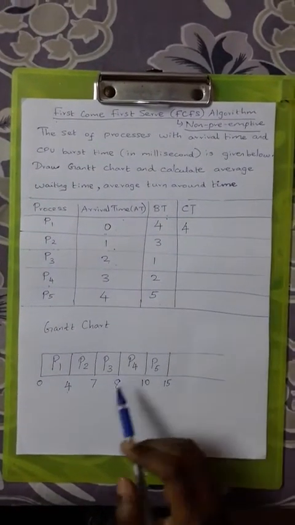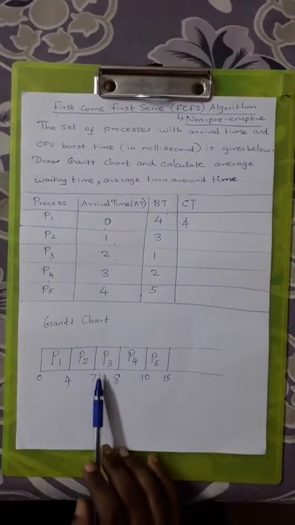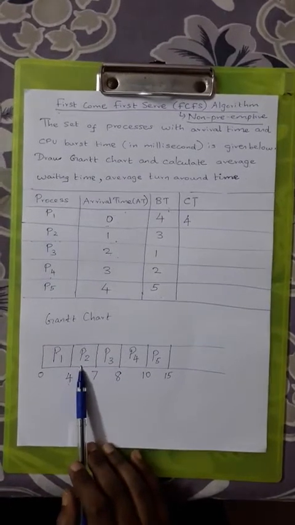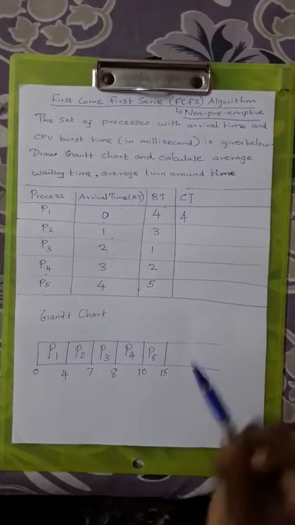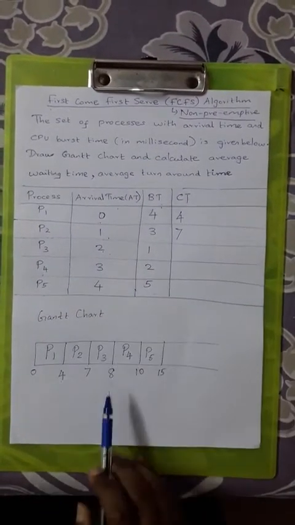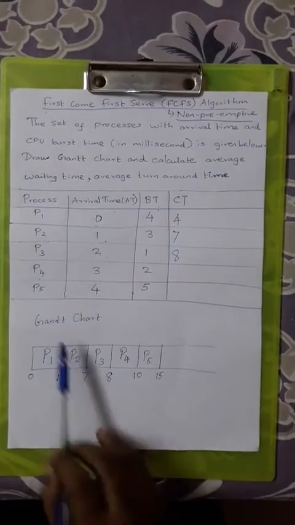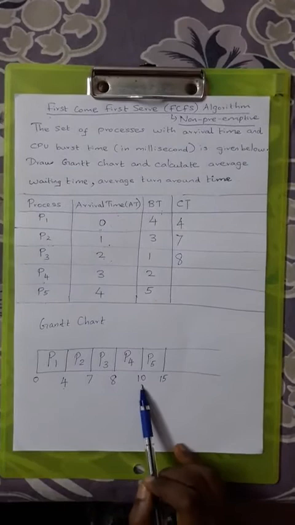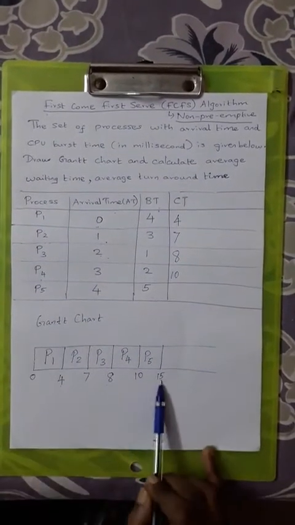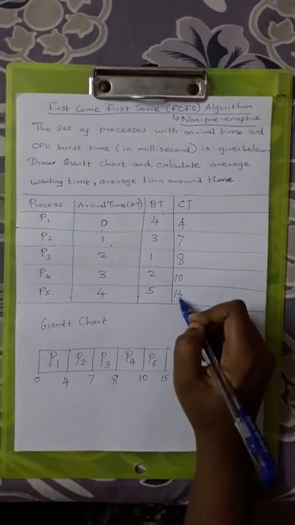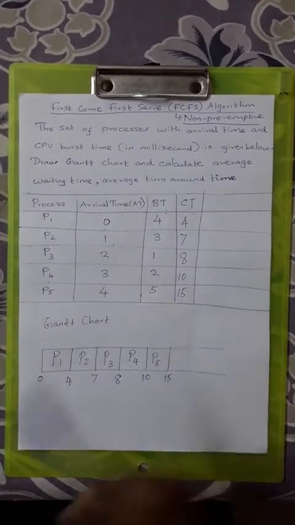millisecond. Next, the completion. This we have to see by means of Gantt chart. Next, the completion time of process P2 is 7th millisecond, the process P2 gets completed. So here 7. Next P3 gets completed at 8th millisecond. So 8. Then P4 gets completed at 10th millisecond. So 10 millisecond. Then P5 gets completed at 15th millisecond. So 15. Likewise, we have computed the completion time.